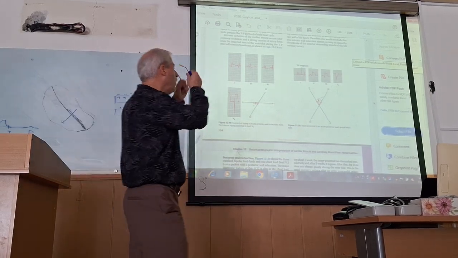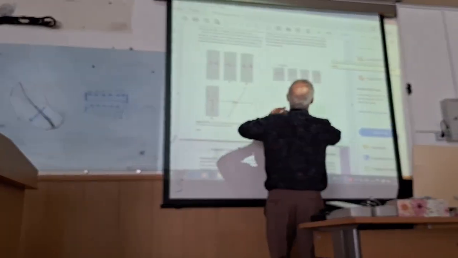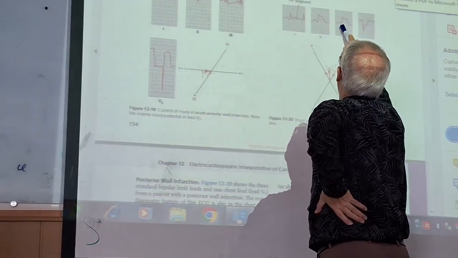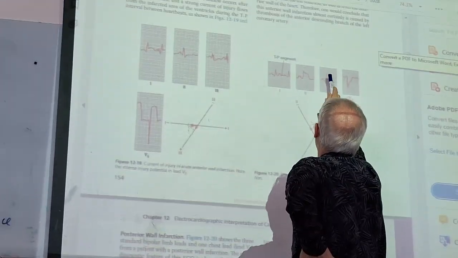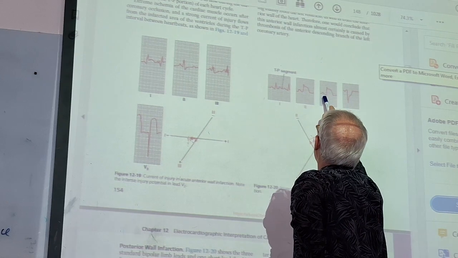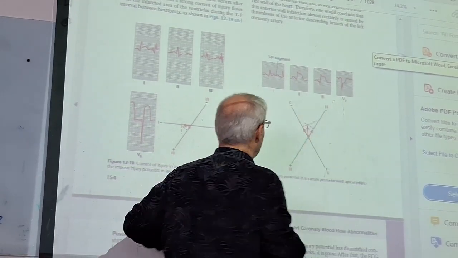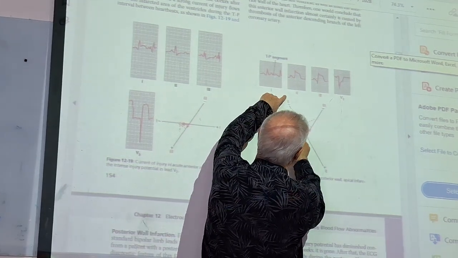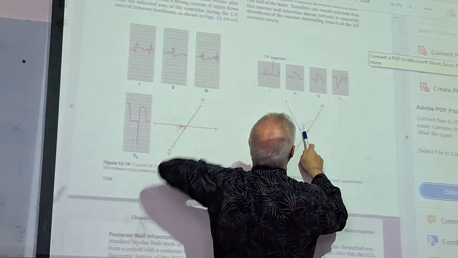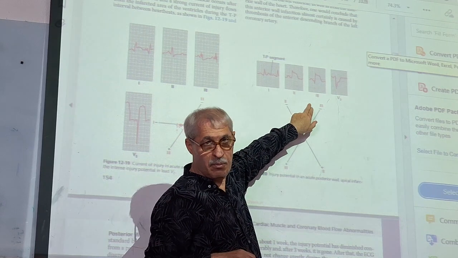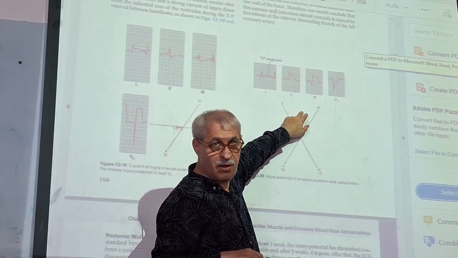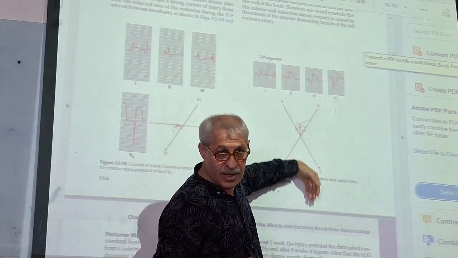Take a look at this one. See? PQRS. In 3, we have negative potential. In 2, we have also negative. See? Negative in 2, negative in 3. The projected vector is directed to the base of the heart, meaning the injury is somewhere in the apex.